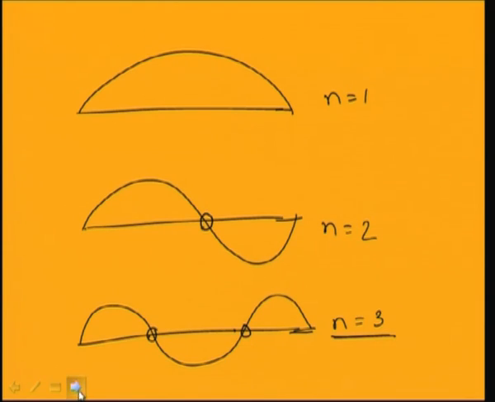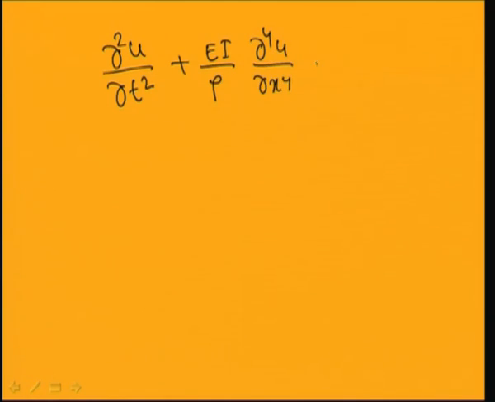Now similarly we can find the response of the system for an Euler Bernoulli beam. In case of the Euler Bernoulli beam, we have found the equation of motion in this form, that is del square u by del t square plus E I by rho del fourth u by del x fourth equal to 0. So, this is the Euler Bernoulli beam. In this case also, proceeding as in the case of the wave equation, we can find the response of the system.